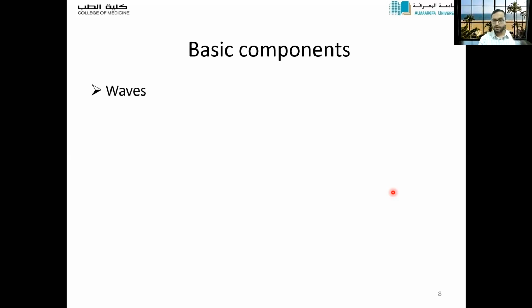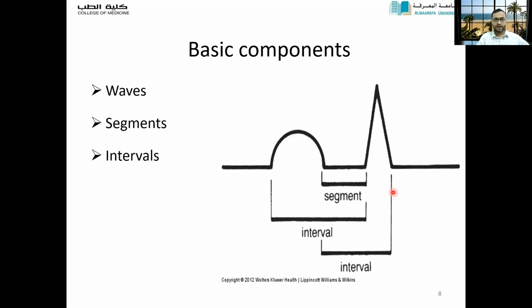I hope it's clear, even for some of the juniors who might be in this group and have not attended the CVS. I hope it's also clear for them. So now coming to the basic components of the ECG, we have 3 components in ECG: waves, segments, and intervals.